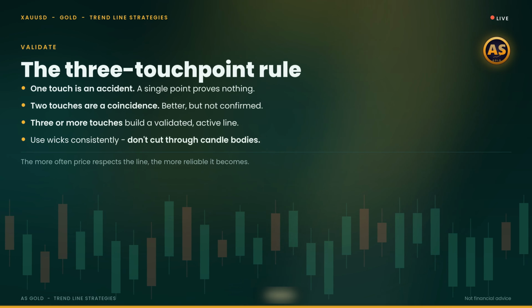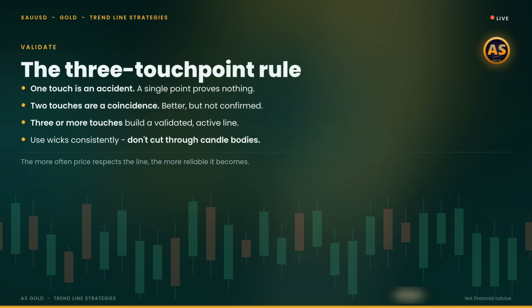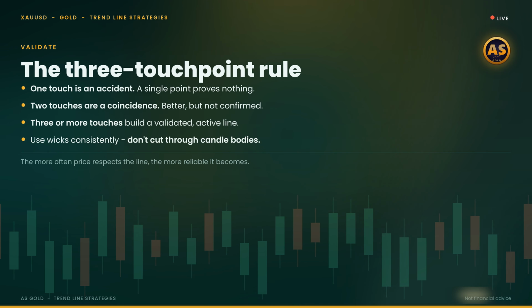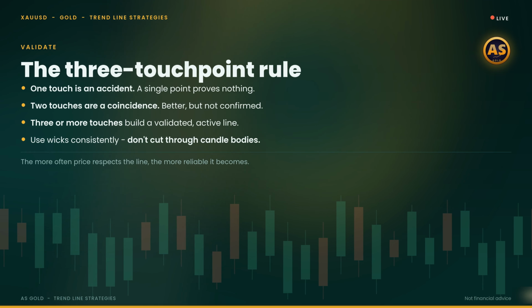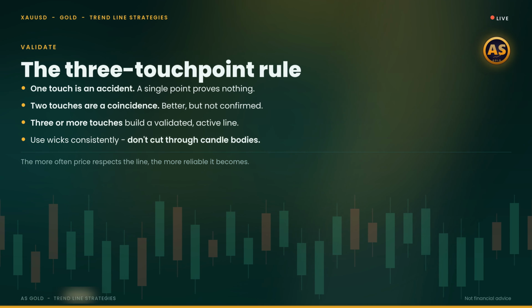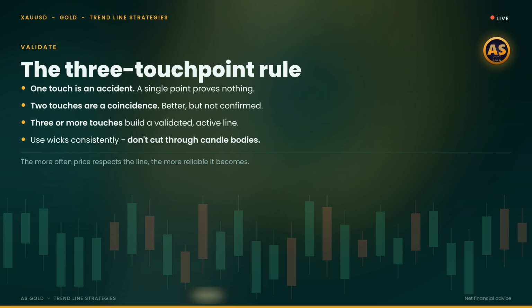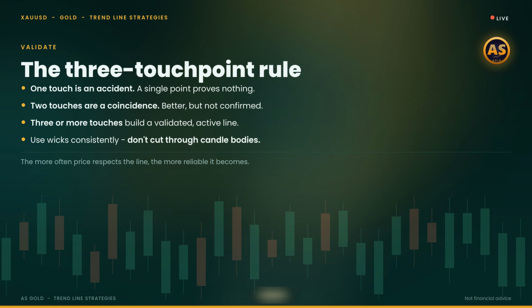This next rule will instantly upgrade your lines, the 3 touchpoint rule. 1 touch is an accident. 2 touches are a coincidence. 3 or more touches build a credible, validated, tradable line. The more often price respects it, the more reliable it becomes.